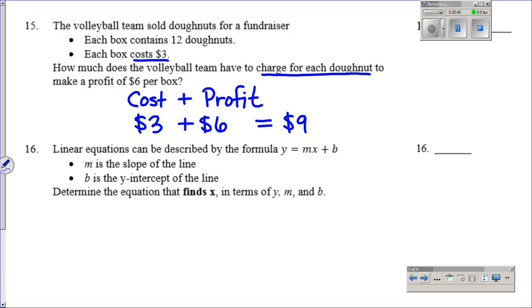Now, it's not asking for the charge per box, it's asking for the charge per donut. So we need to take the $9. Each box has 12 donuts, so we need to divide the $9 by the 12 donuts to find the cost. I know 9/12 will reduce to 3/4, and 3/4, if you think about that as a decimal, that's going to reduce to 75 cents. So the cost per donut we need to charge to make our profit is 75 cents each.